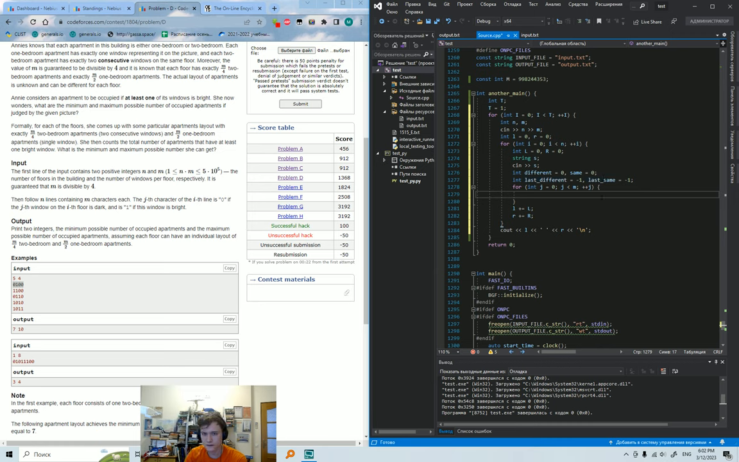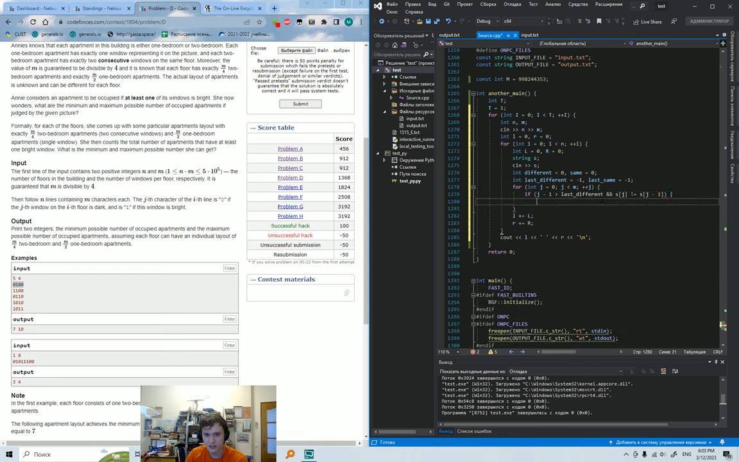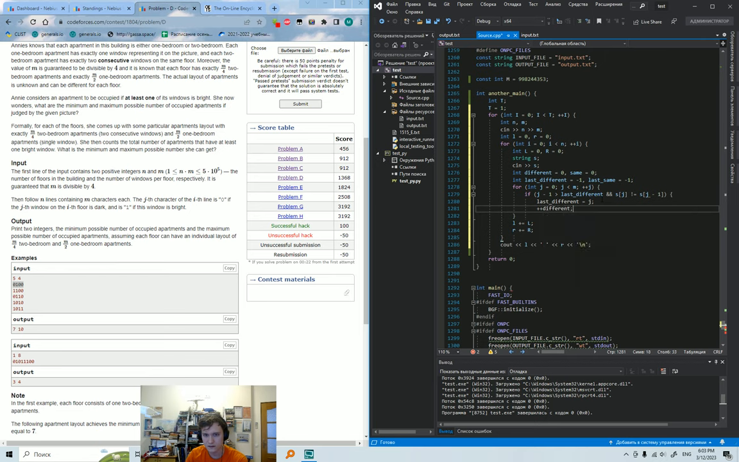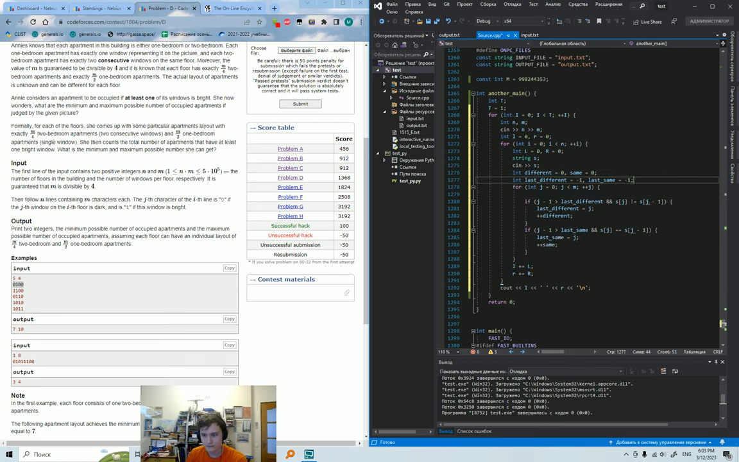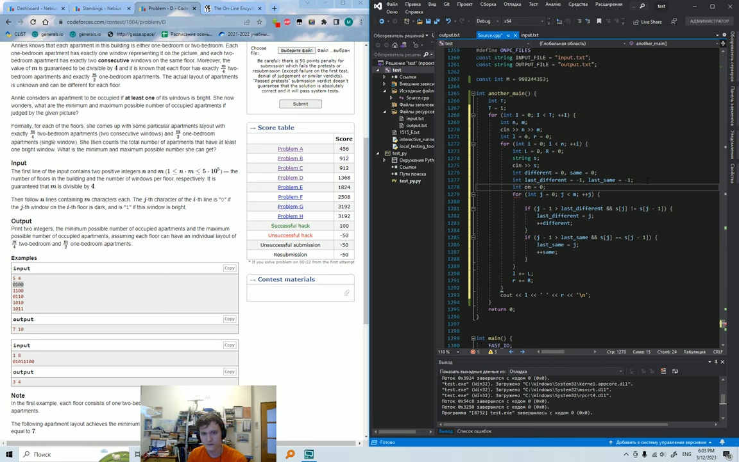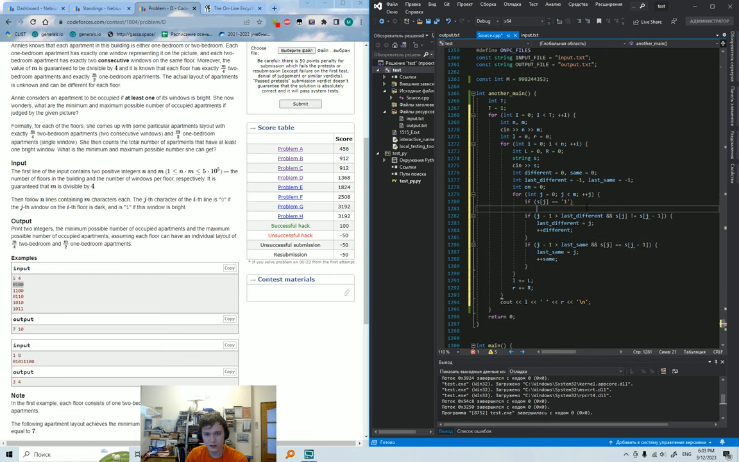Okay, so first of all, if j minus 1 is greater than last different and s[j] is not the same as s[j minus 1], then we say that last different is j and plus plus different. And the same goes for same. So if it is equal, then same. And also, if s[j] equals 1, we say plus plus on.